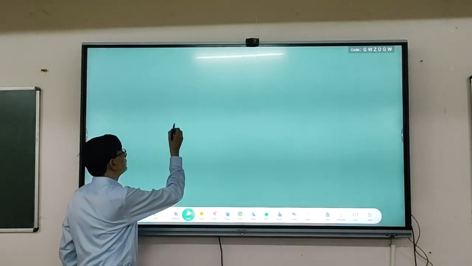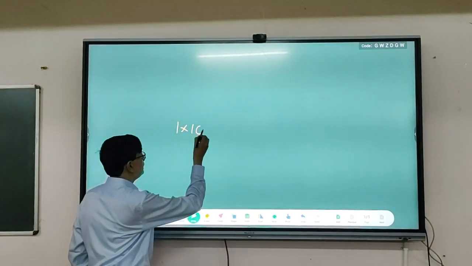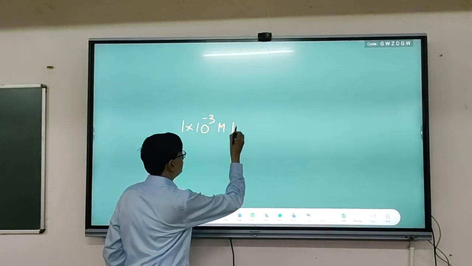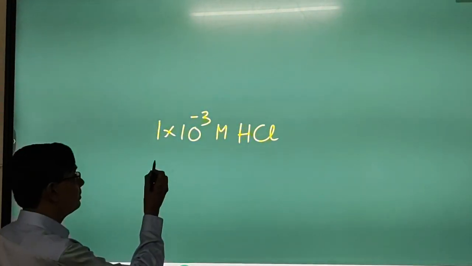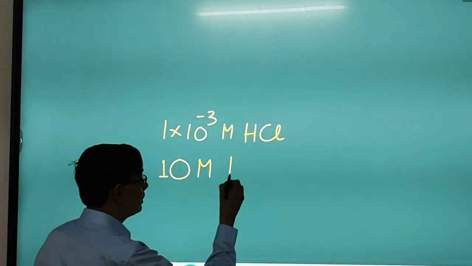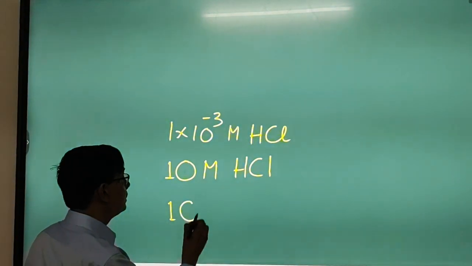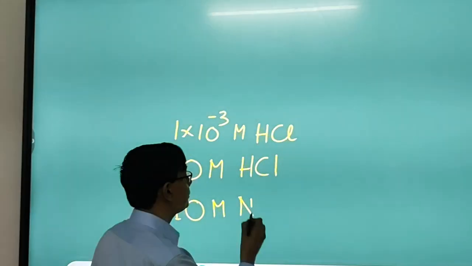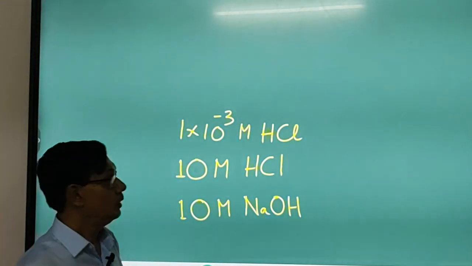Like, we have three solutions. First, 1 into 10 to the power minus 3 molar hydrochloric acid solution. Second is 10 molar hydrochloric acid solution. And third is 10 molar sodium hydroxide. My question is, what is the pH?